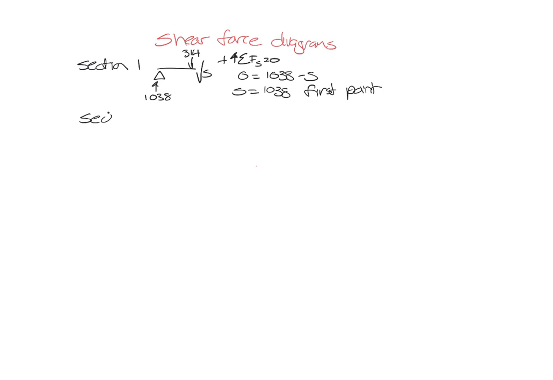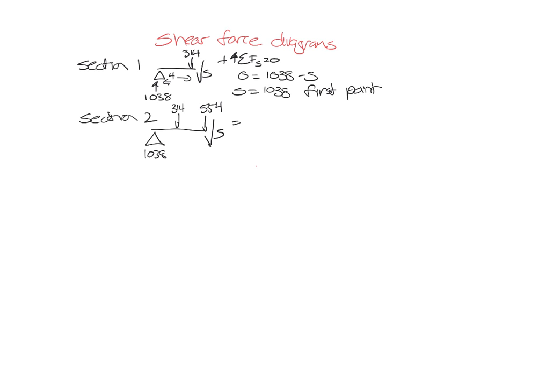Here, section 2. Again, a small drawing. Oh, sorry, one thing I didn't mention is that I know that this distance here is 4 meters. And that's where the point comes in. So the next point's going to be at 4 meters. Here, 1038, so that doesn't actually change. I can now add this 314 in. And the next point here, which is 554, is now our shear. That's our shear.